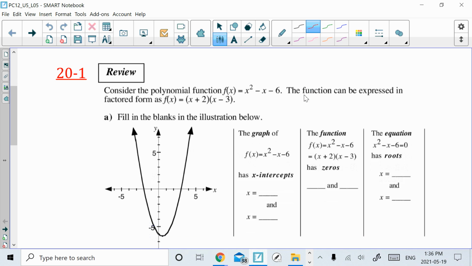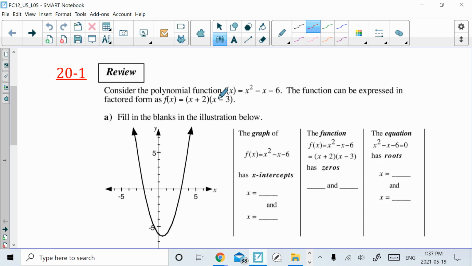So your review from 20-1, it says consider the polynomial function. So it gives you this function here. And what it says is this function can be expressed in factored form. You would have done this in 20-1, right? If you're given a quadratic, factor this quadratic. So what two numbers multiply to give you a product of -6 and sum to -1? And the two factors would be x plus 2 and x minus 3.